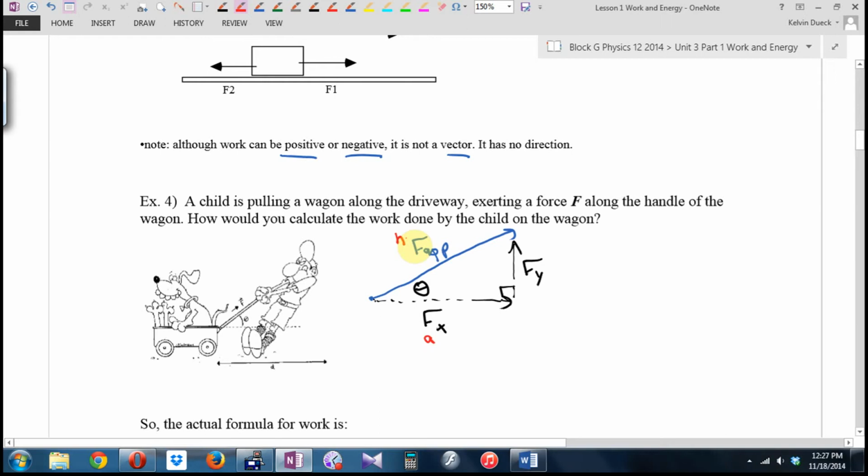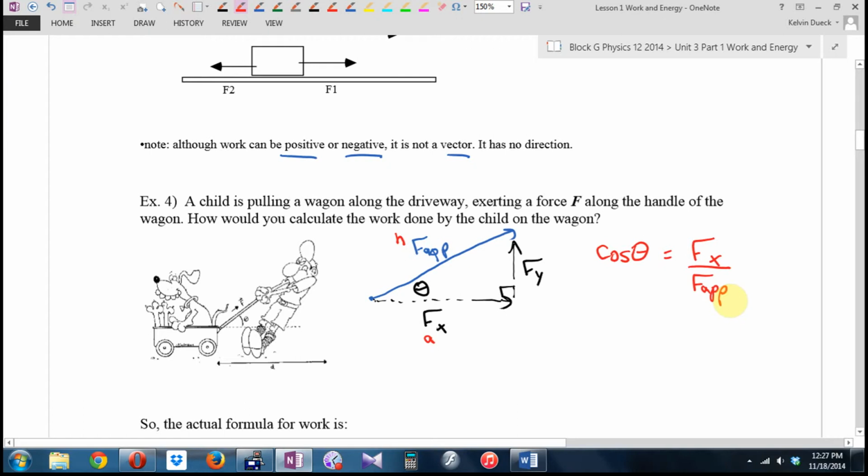Cos. In fact, cos theta equals Fx over F applied, adjacent over hypotenuse, right?